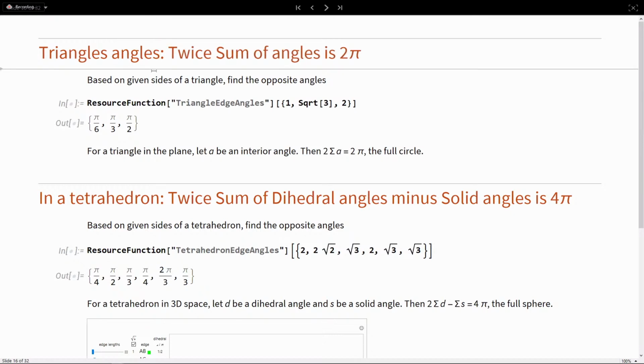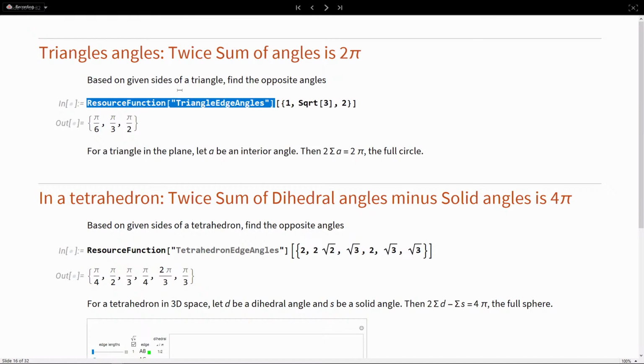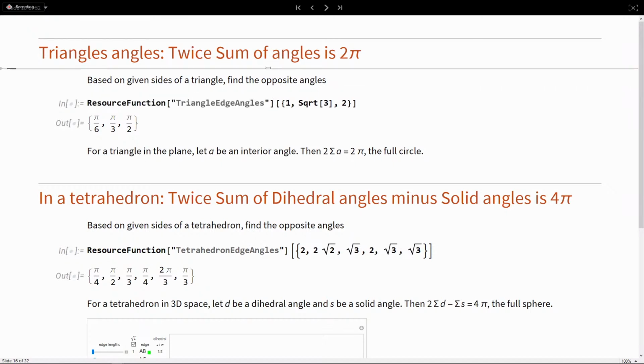But also, you can check the edges were correct. Based on the given size of a triangle, you can calculate what the angles are based on the edges, and we've got a resource function that can do that. But also, twice the sum of the angles in a triangle is 2 pi, which I'm sure everyone knows here.